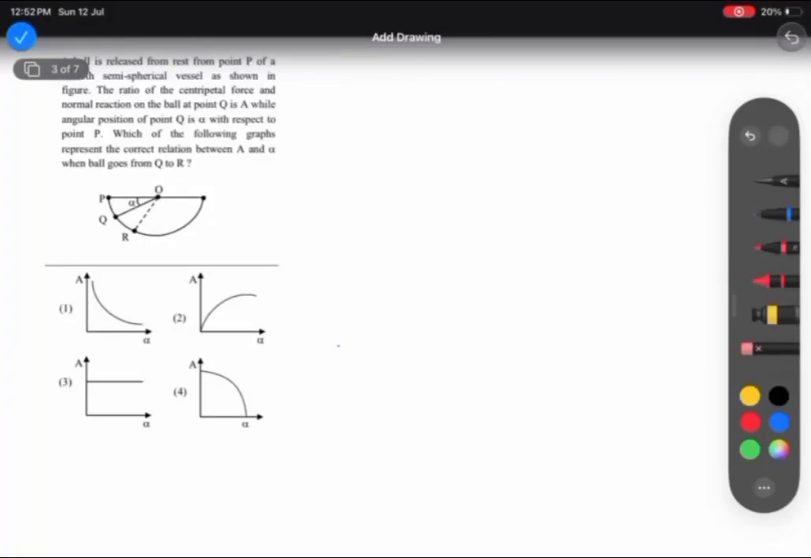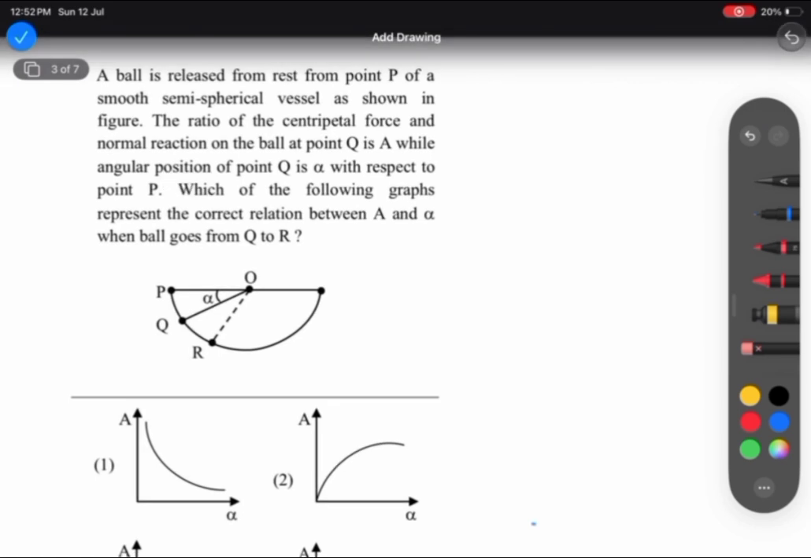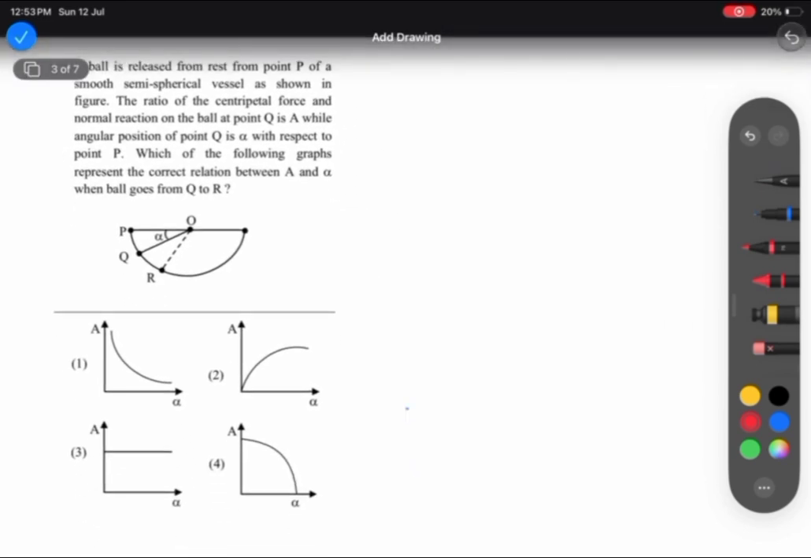In today's video, we will be solving an important question from the chapter Circular Motion. So let's start. The question says, a ball is released from rest from point P of a smooth semi-spherical surface as shown in the figure. The ratio of the centripetal force and the normal reaction on the ball at point Q is A, while the angular position of point Q is alpha with respect to point P. Which of the following graphs represent the correct relation between A and alpha when the ball goes from Q to R? So, in this question, first of all, we will make a free body diagram.